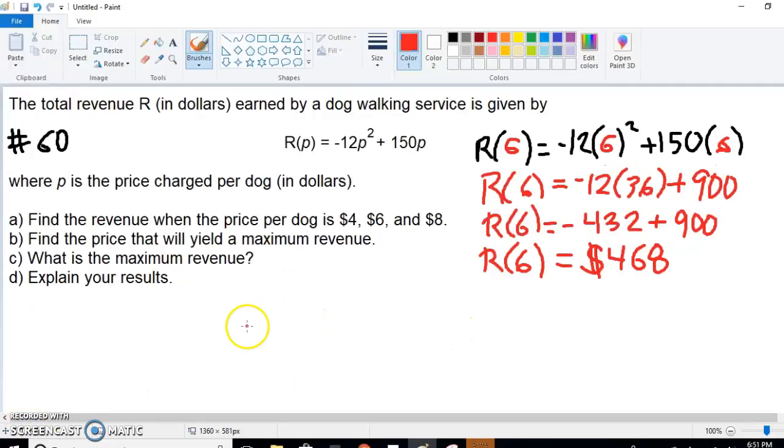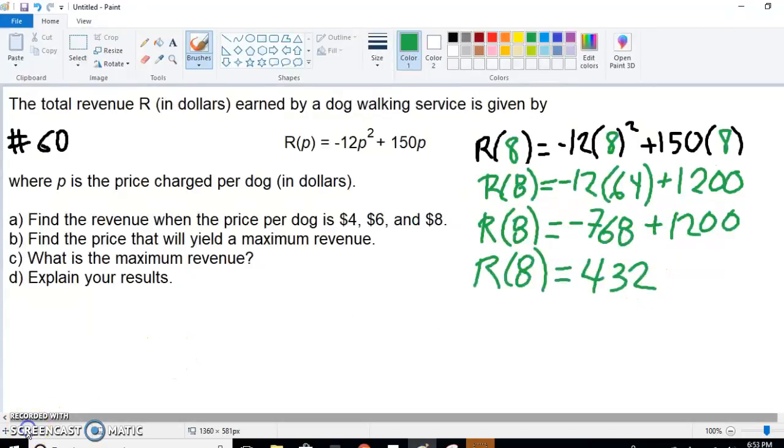Following the same process, we find that R of 6 equals 468, or in other words, when the price per dog is $6, the total amount of revenue would be 468. Again, same process, so I squared 6, got 36, multiplied, got negative 432, and then combined negative 432 and 900.